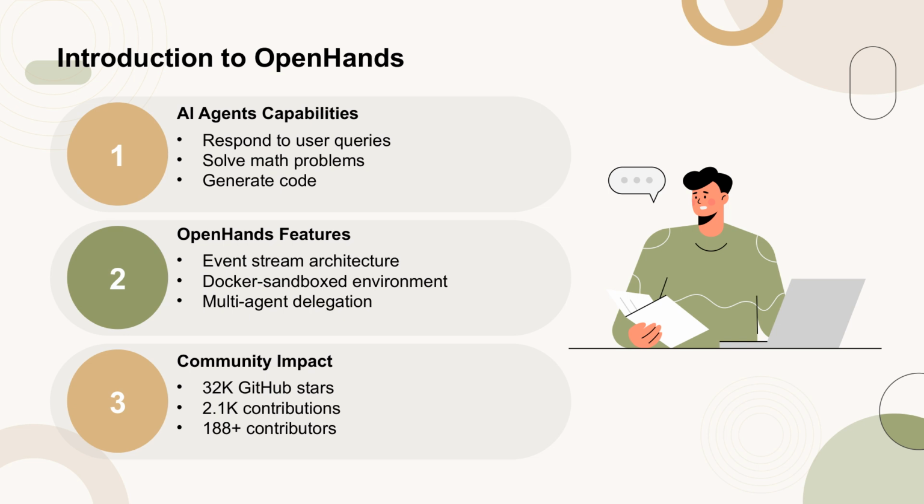OpenHands features an event stream architecture for interaction, a Docker sandbox runtime environment, and multi-agent delegation. The platform has gained significant traction with 32,000 GitHub stars, over 2,100 contributions, and more than 188 contributors, positioning it as a catalyst for future research and applications.